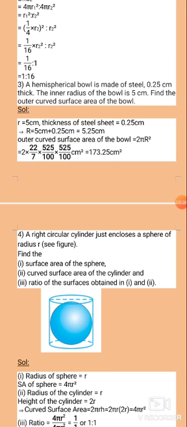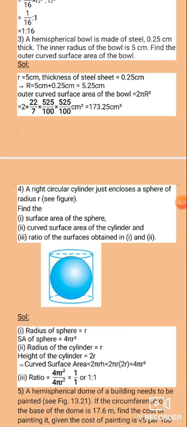Now the radius of the cylinder is r. But the height of the cylinder is what? It is the diameter, isn't it? So twice of r. Now curved surface area is equal to 2 pi r h. So 2 pi r into h, which is twice the radius. Now multiply it: 4 pi r square is there. Now the ratio is equal to what? 4 pi r square by 4 pi r square, that is 1 by 1, which is equal to 1:1.